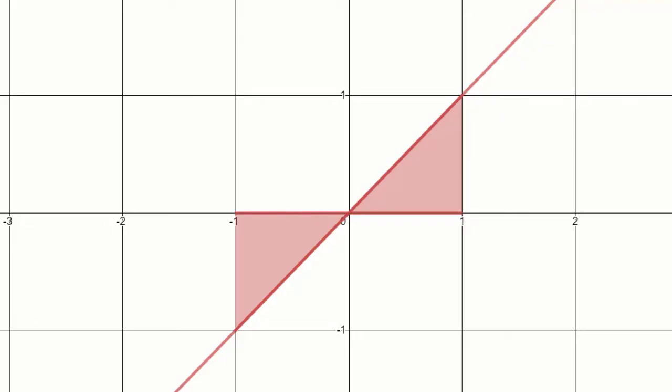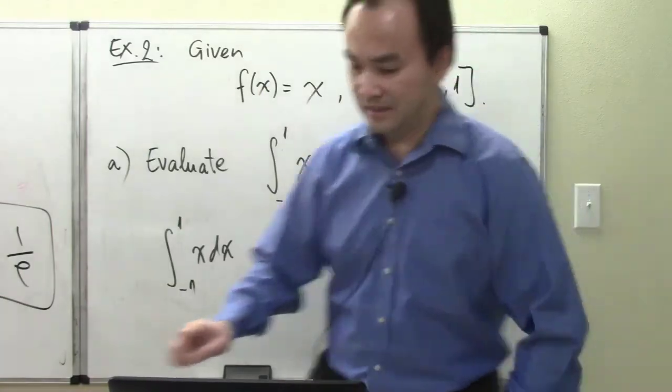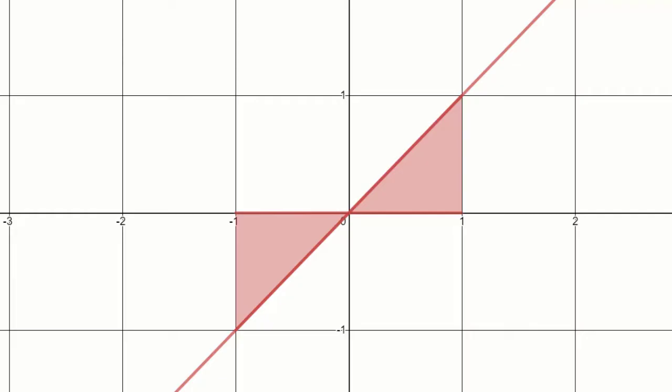All right, so here we go. Here's the graph. The slanted line here is our famous graph for f of x equals x. This is that red line right here. And here we have our interval between -1 and 1. The integral we have on the board is represented by the accumulation of two separate areas. There's one area below the x-axis, and there's one area above the x-axis.